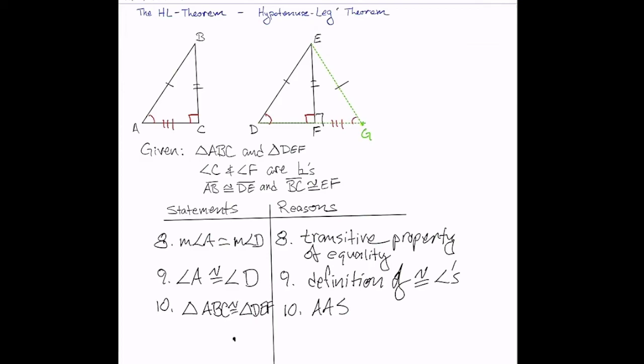And so we finish off by saying we have proven it, QED. If the hypotenuse and leg of one right triangle are congruent to the hypotenuse and leg of another right triangle, then the triangles are congruent.